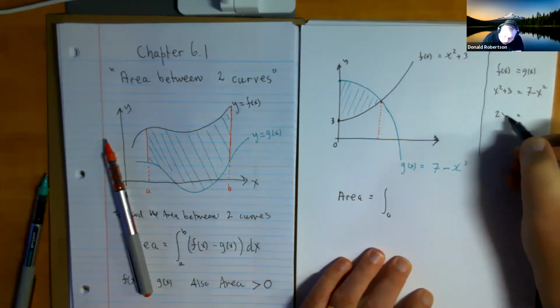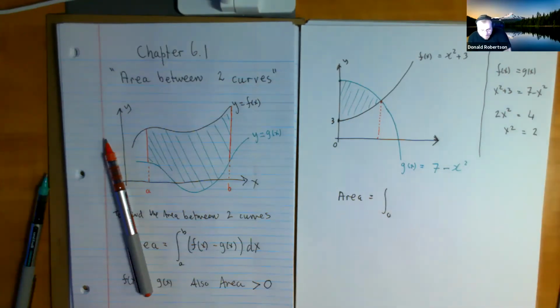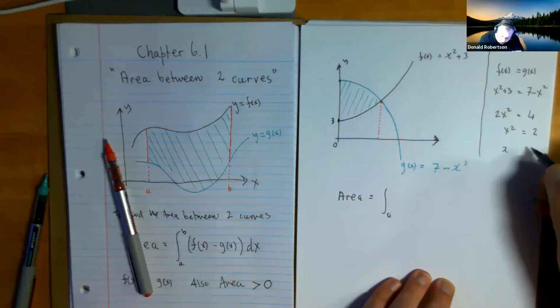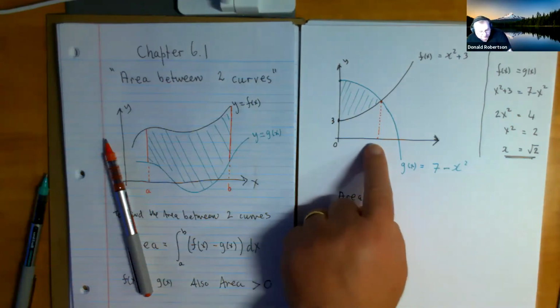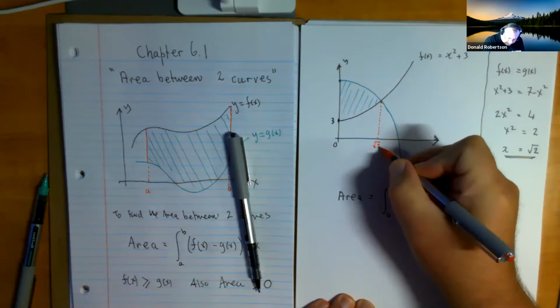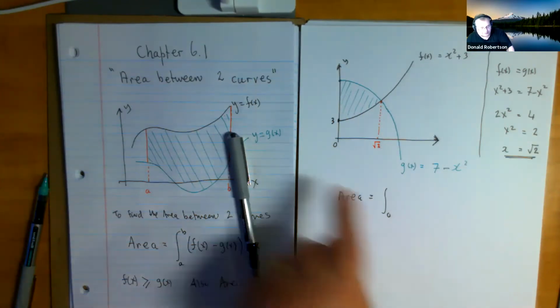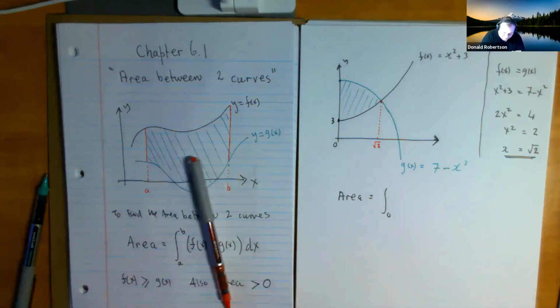If you add an x squared to both sides and you subtract the 3 from both sides, well, it's not as nice as I want, but it'll do. Don't you get x squared equals 2? And then if you take the square root, technically shouldn't you get plus or minus root 2? But can you see in this picture, it's pretty obvious that this guy is root 2, right? The negative root 2 would be over here somewhere.